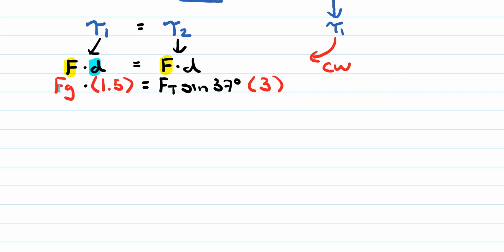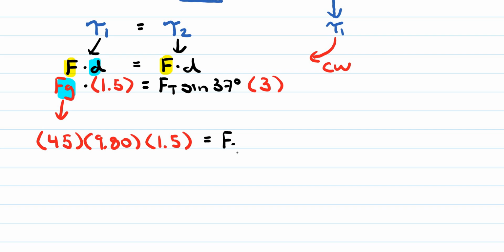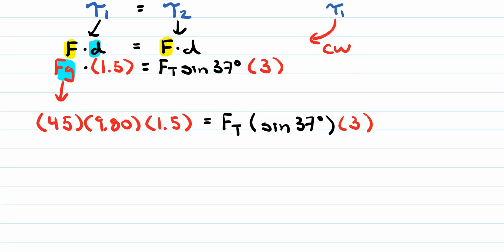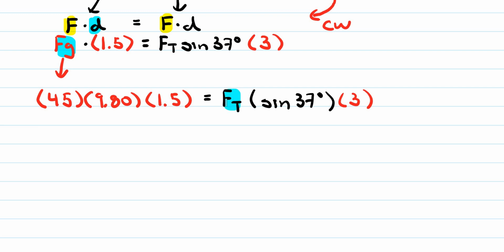So let's go ahead and figure out what Fg is. Well, Fg is the mass times the acceleration due to gravity. So the mass of the beam here was 45 kilograms. So this will be 45 times 9.80, right? So mass times the acceleration due to gravity times the 1.5 meters. And that's going to equal the force tension, which we need to figure out. And then sine 37 is just a number, so sine of 37 degrees, and then we multiply that by 3 meters. All right, so we have enough information now to find your force tension there.